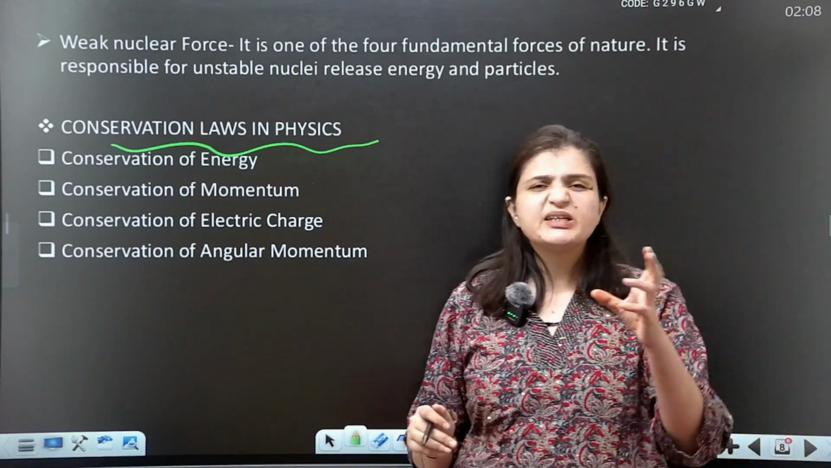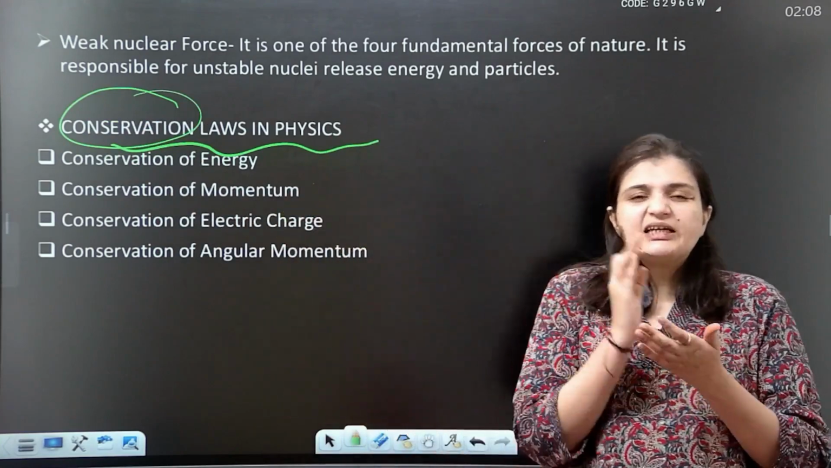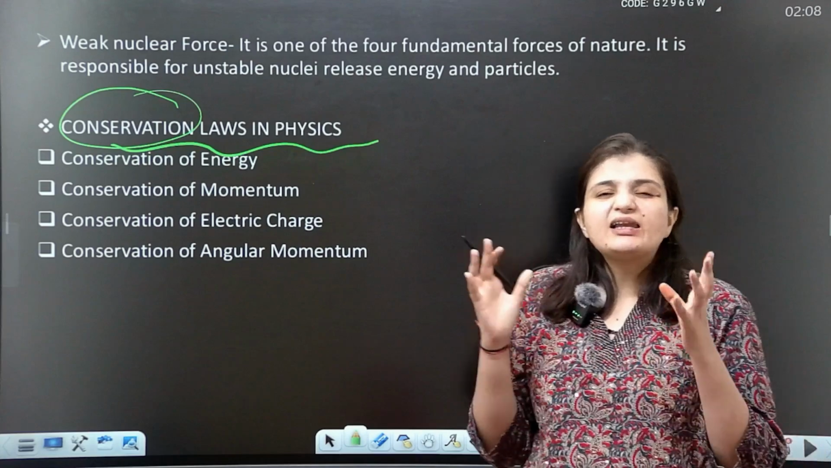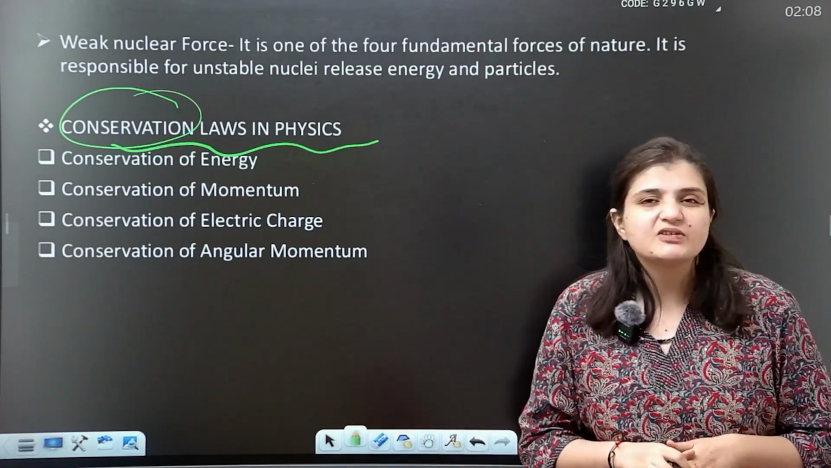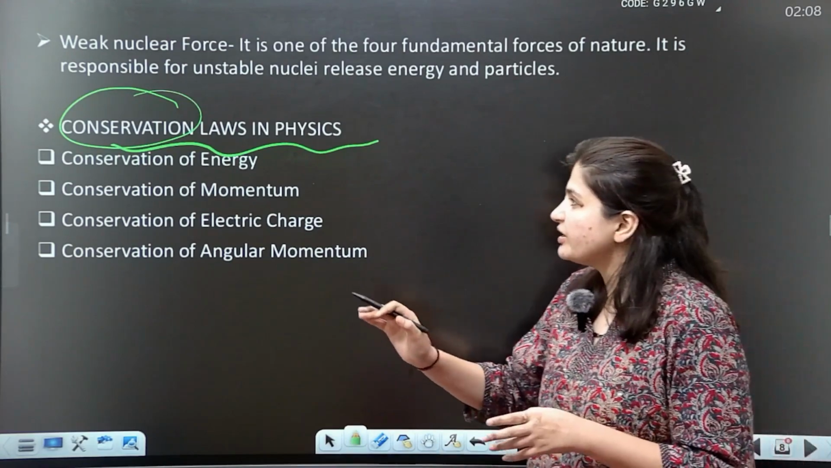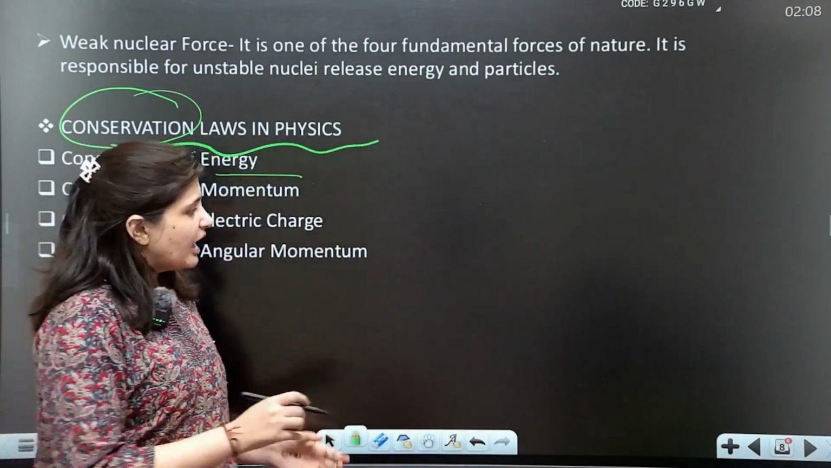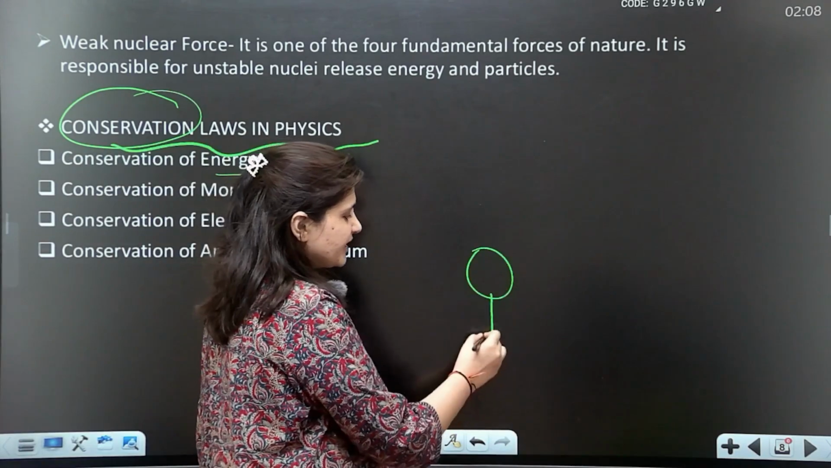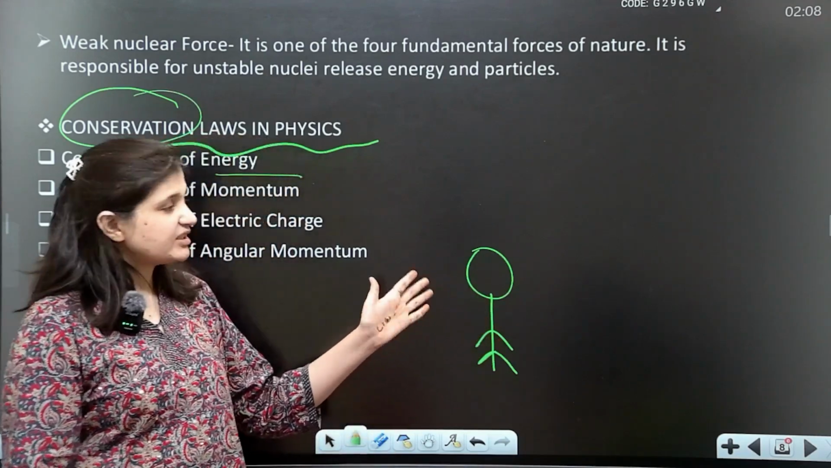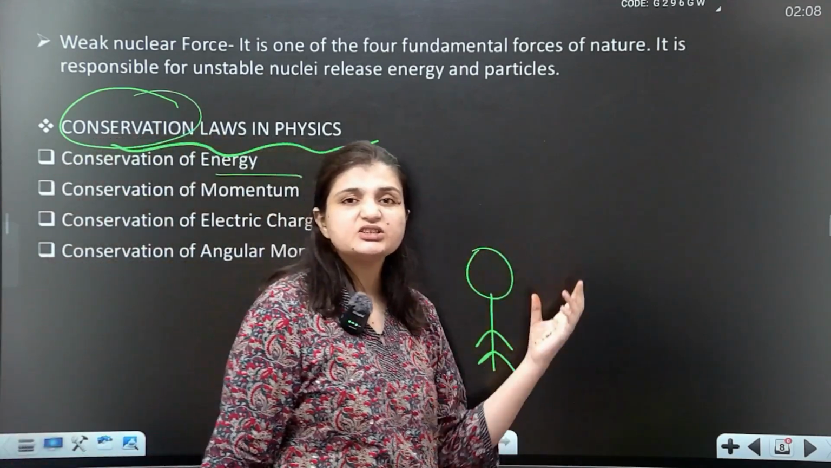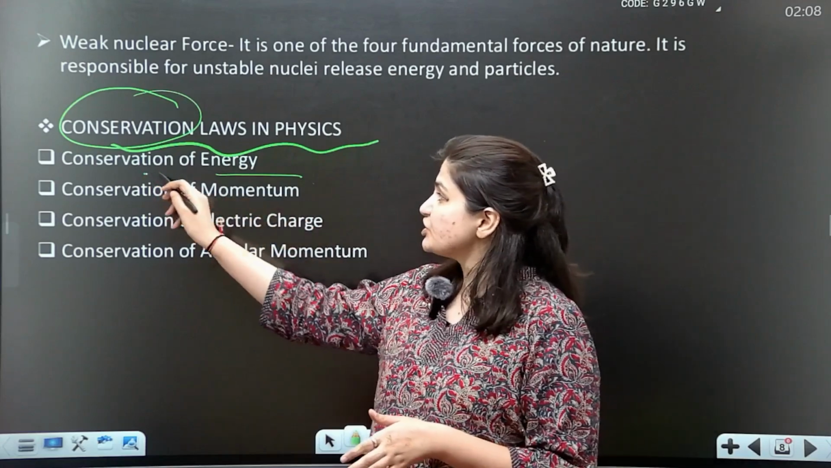What is meant by the term conservation? It means its value is not changing. It remains constant; its magnitude is not changing. That is what we call a conservation law in physics. So we have the conservation of energy, where energy is transformed from one form to another.